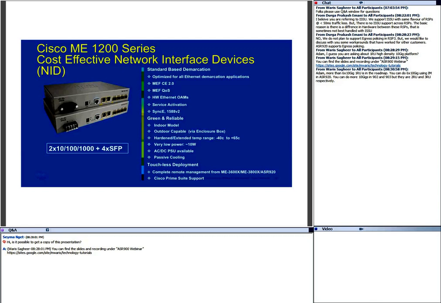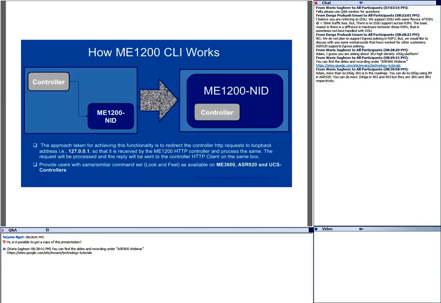So if you want to actually measure your service all the way down to the customer premises, you can actually run service activation on ME1200 as well. Now, given the sort of NID deployments that we have, there can be thousands, even 10,000 NIDs in a particular service provider network.